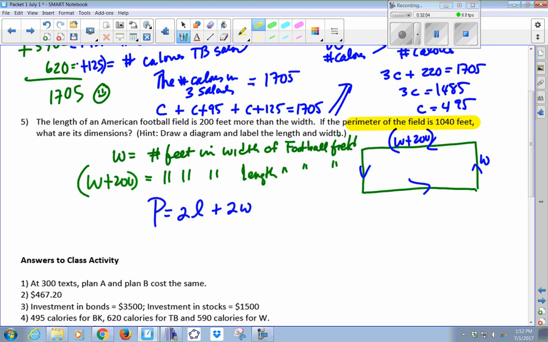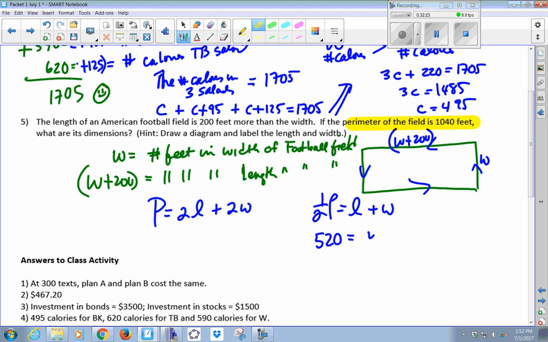But do we really need 2 lengths and 2 widths? Why not just add 1 length and 1 width, and that will give us half the perimeter. You can do it either way. So the perimeter is 1,040. If I take half of that, I get 520. And now I can add 1 length and 1 width.